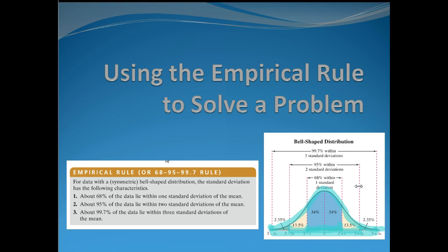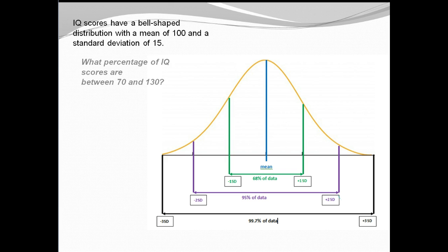So let's take a look at an example and see how we can actually use the empirical rule to solve a problem. Let's see how that lets us solve a problem regarding IQ scores. IQ scores have a bell-shaped distribution with a mean of 100 and a standard deviation of 15. Let's see if we can determine what percentage of IQ scores are between 70 and 130.